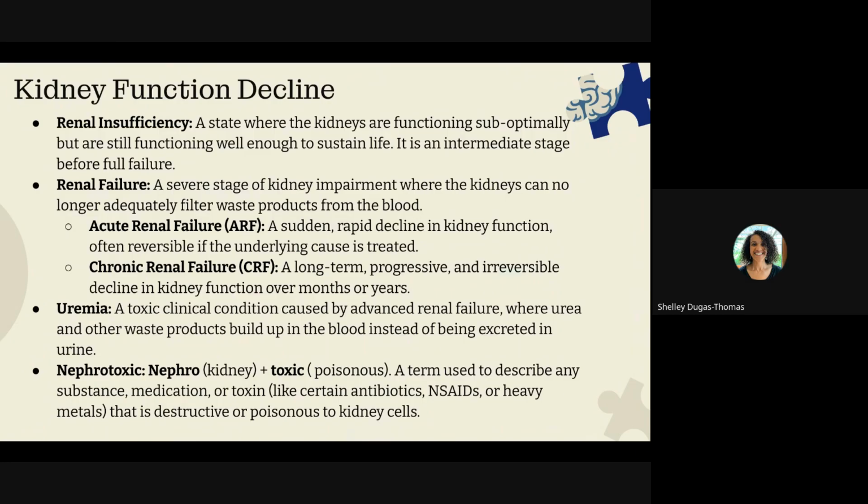Nephrotoxic is poisonous to the kidney cells, so we can have nephrotoxic drugs. The biggest ones are some of the antibiotics, gentamicin, and that is why we do have to do a peak and trough on those. So you have nephro, which is kidney, plus toxic, poisonous, and this can also be caused by NSAIDs and heavy metals.